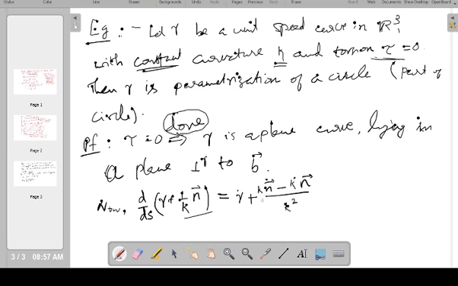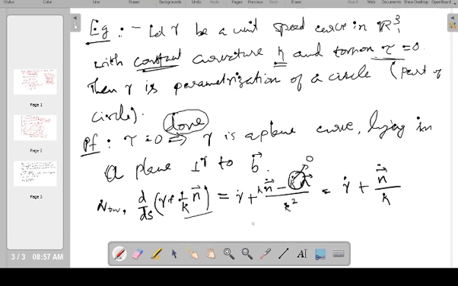But kappa is constant curvature kappa. So kappa dot is equal to 0. Kappa dot becomes 0. So this becomes gamma dot plus 1 by kappa square into kappa n dot. So it is n dot divided by kappa.